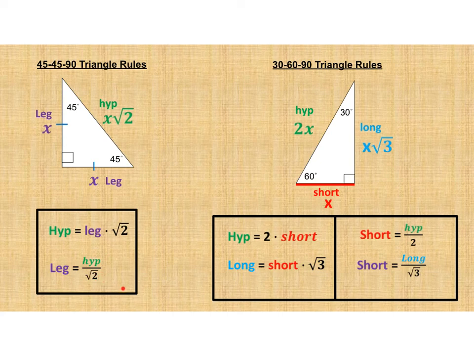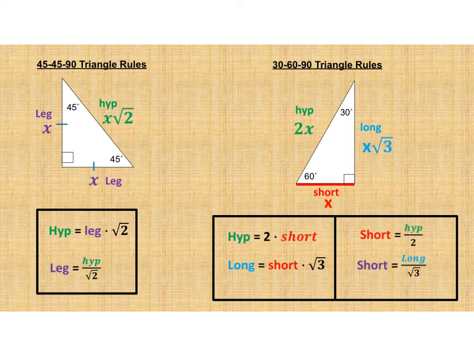In the 30, 60, 90 it's different. The short is the most important. So, to get the hypotenuse, you would multiply by 2. To go backwards, you would divide by 2. So the hypotenuse is 2 times the short, or the short is the hypotenuse divided by 2. To get the long leg from the short, you would do the short times root 3. To go backwards to get the short, you would take the long and divide by root 3.